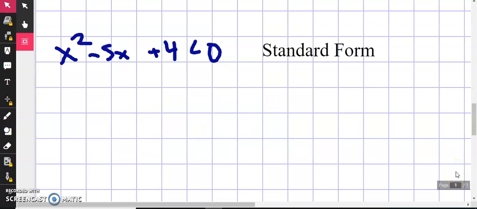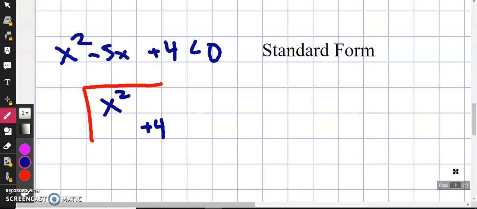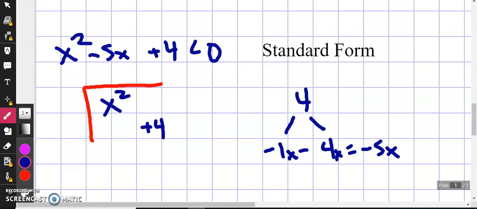So for our second example, we'll go ahead and look at one that's already in standard form, and then we'll just work it from there. We know that when we're in standard form, all we have to do is start with the factoring. So once again, we copy down our x squared and our positive 4. If I want something that multiplies to positive 4 that adds to negative 5, I know I can combine negative 1 and negative 4 to get negative 5x. So once again, we copy those into our box and then factor the rows and columns.